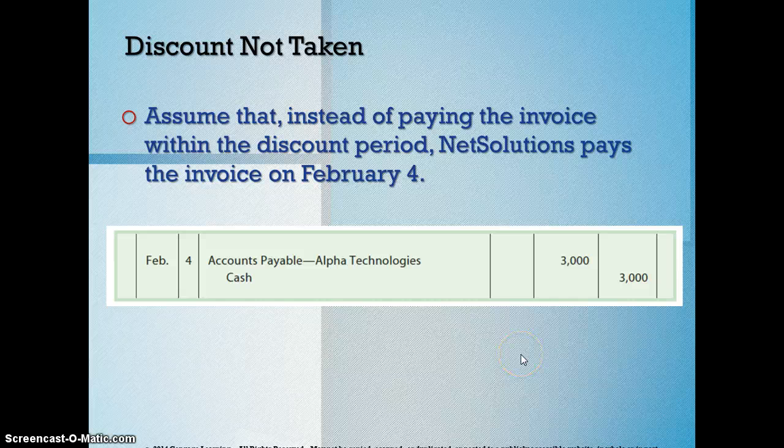If we did not take the discount, if we paid 30 days later on February 4th, it would be a simple entry of reducing our accounts payable and writing a check for $3,000, which was the amount of the original invoice.